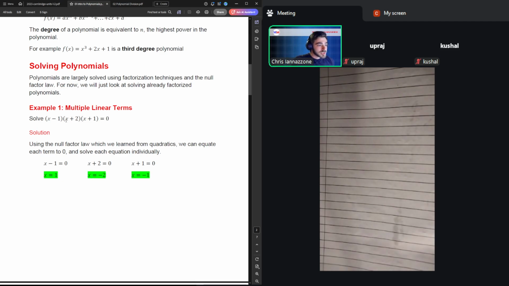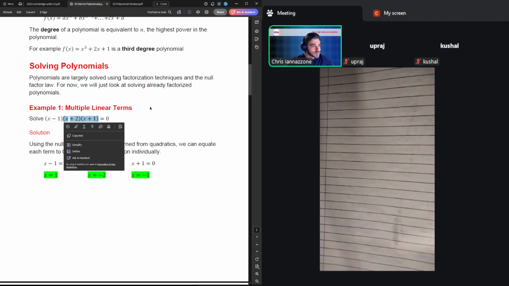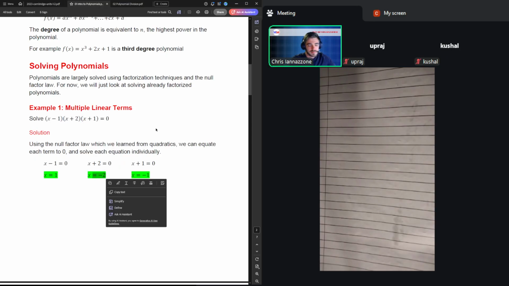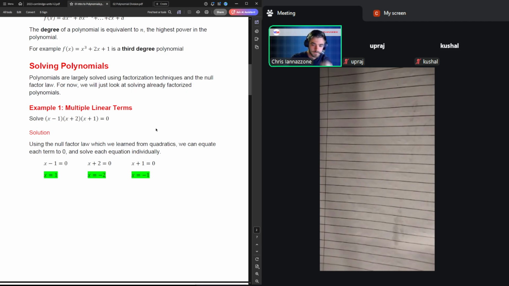The reason why is because anytime you have something multiplied by something else and the result is 0, either one of those terms would have had to be 0. For instance, if you have 8, to get it to 0, you would have to multiply that by 0. Or you could do 8 times 0, 0 times 8. In any order that you multiply something by 0, you always get 0. So that's essentially what we're doing with null factor law. We're saying this thing possibly could have been 0, in which case x would have been 1. Or this thing could have been 0, in which case x would have had to be -2, so on and so forth.